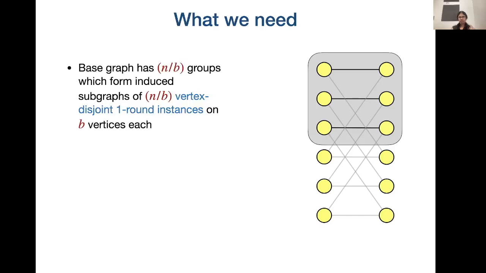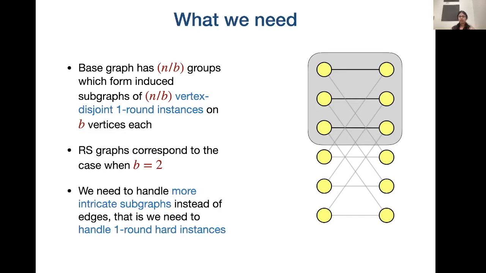What we need instead is base graphs with n over b groups which form induced subgraphs of n over b vertex disjoint one round instances, and each of them is on b vertices. The RS graphs that we saw correspond to the case when b equals 2. We need to handle more intricate subgraphs instead of just plain edges on two vertices. We want these edges in the picture to be replaced by more intricate subgraphs corresponding to one round hard instances.